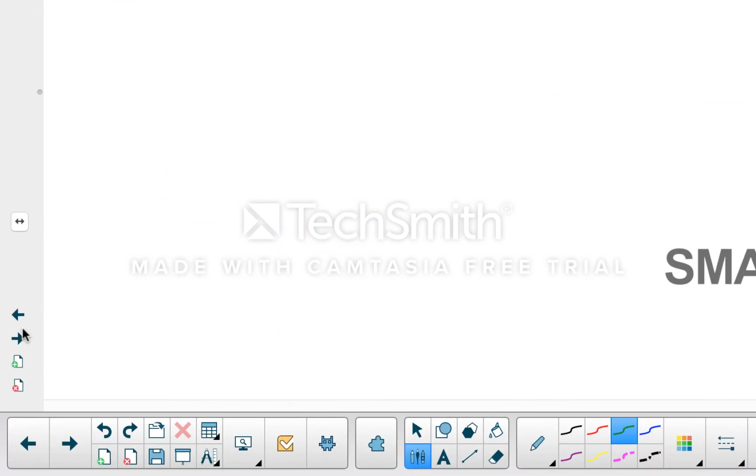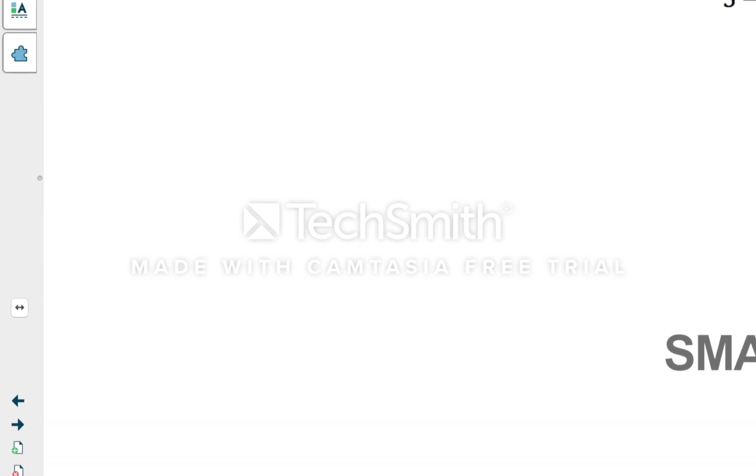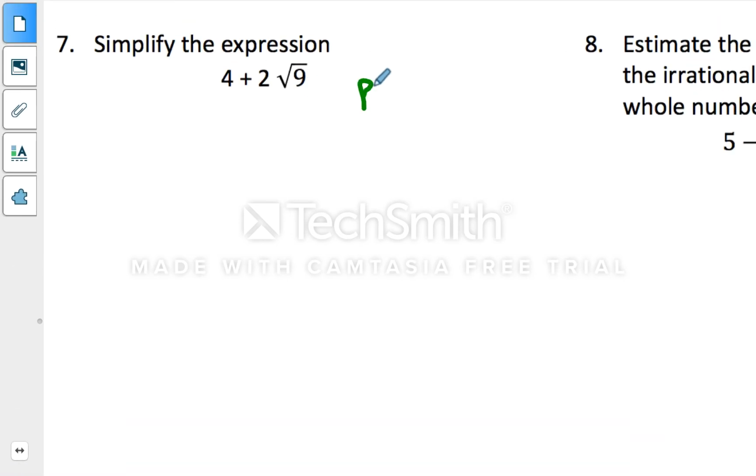Let's go! Number 7, 4 plus 2 root 9. This is just an order of operations problem. So parentheses always come first. There aren't any here. Exponents come second. Now, believe it or not, there are exponents here. This little guy right here, isn't he adorable? That's an exponent. It's a root. So exponents and roots. Roots are the inverse of exponents. So I would do that first. Square root of 9 is 3.